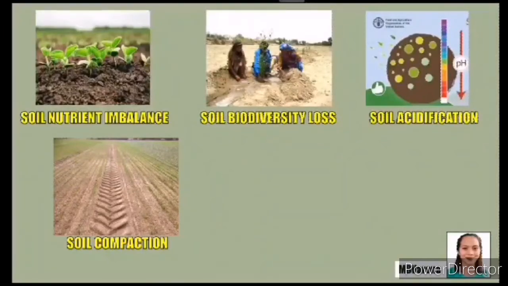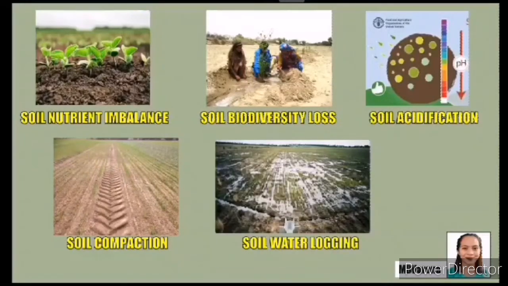Next is soil compaction. It is the increase in density and decline of macroporosity in a soil that results from pressure being applied at the soil surface. Next is soil waterlogging. It is when soil is too wet that there is insufficient oxygen in the pore space for plant roots to be able to adequately respire. Other gases detrimental to root growth, such as carbon dioxide and ethylene, also build up.